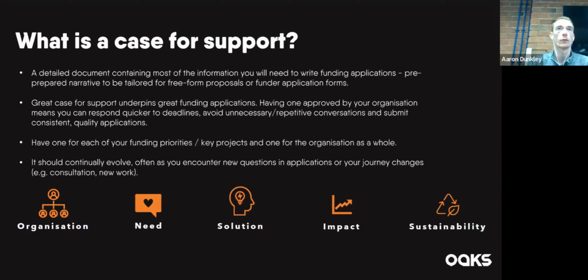If you're ever applying for core or unrestricted funding, then having a case for support for your organization as a whole, or one for each of your funding priorities, is helpful. If you're going to be making multiple applications over the coming months for the same project, then having a case for support for that dedicated project will be a really helpful exercise.